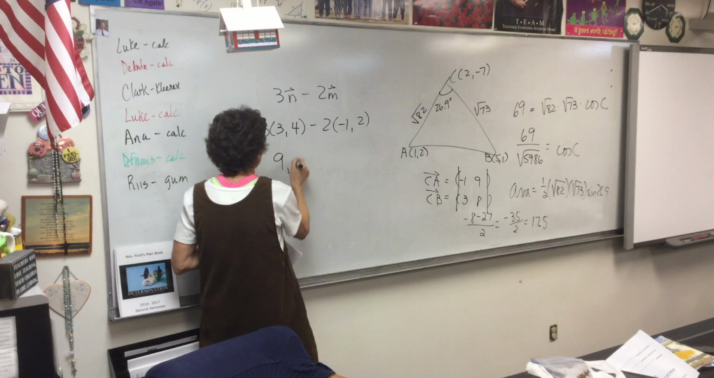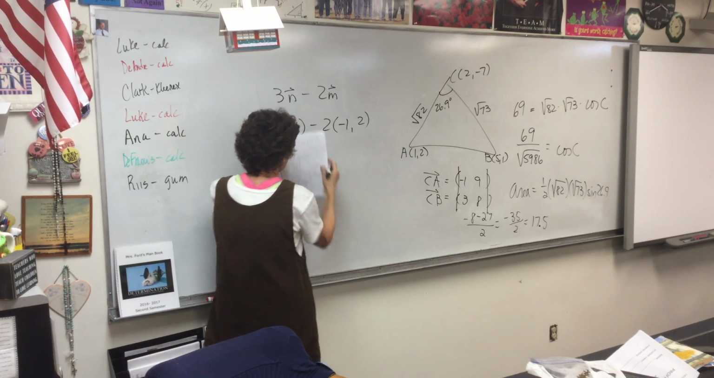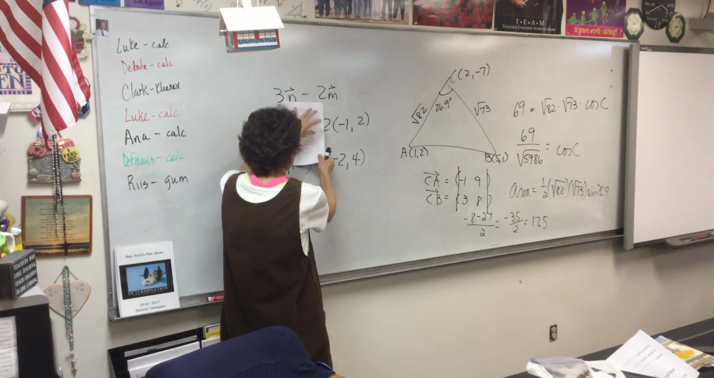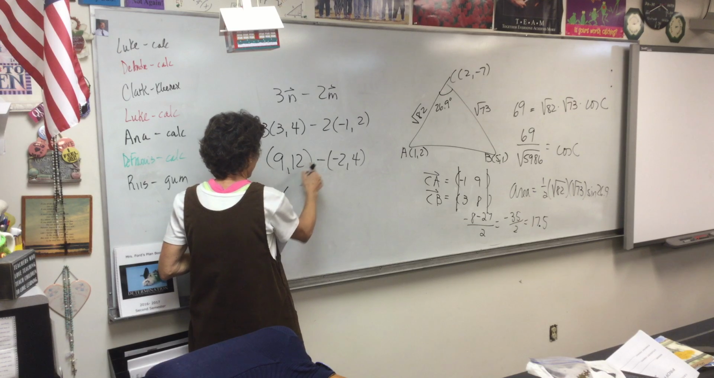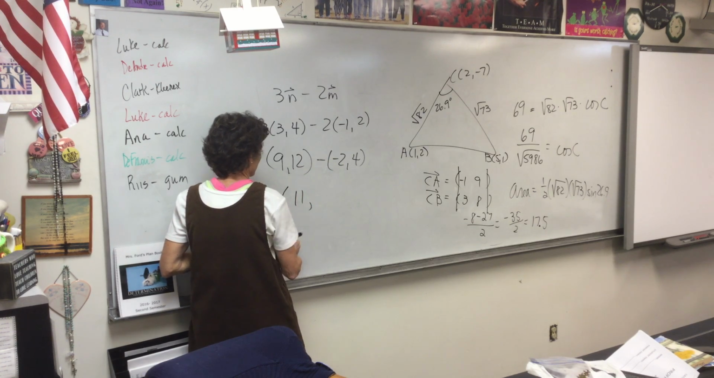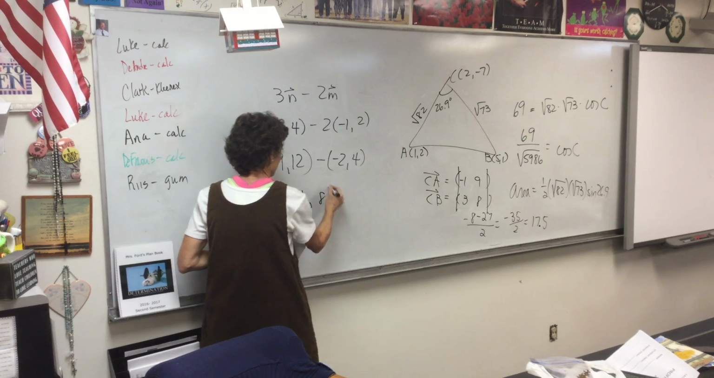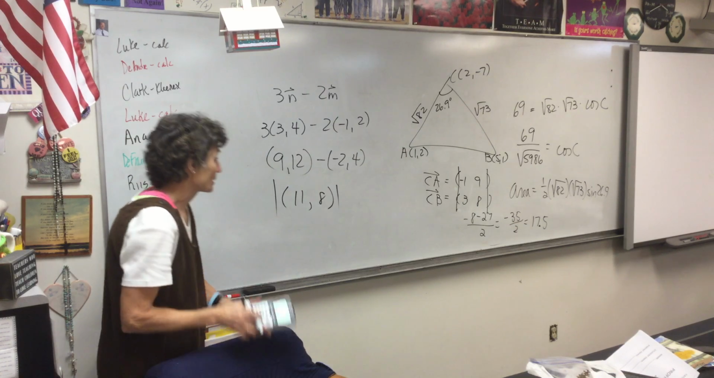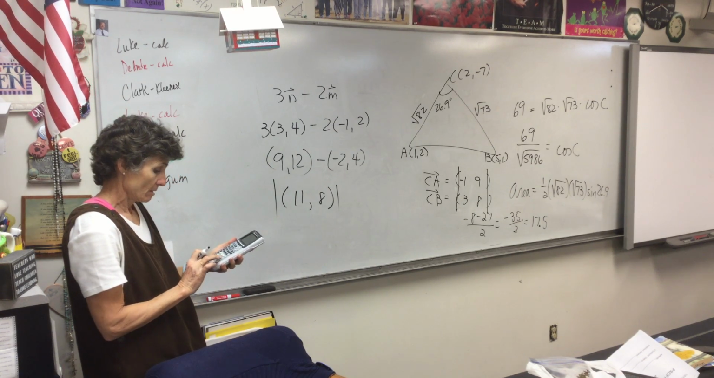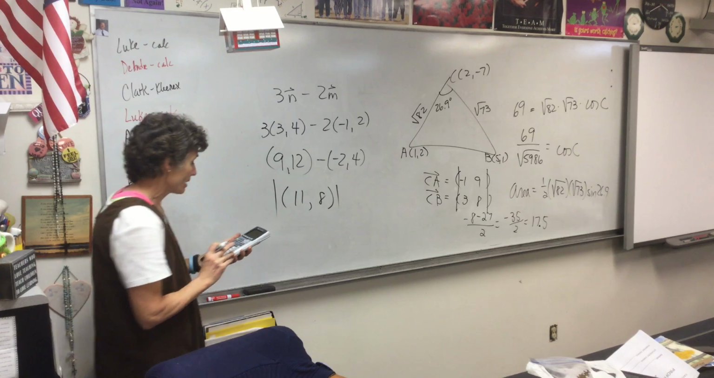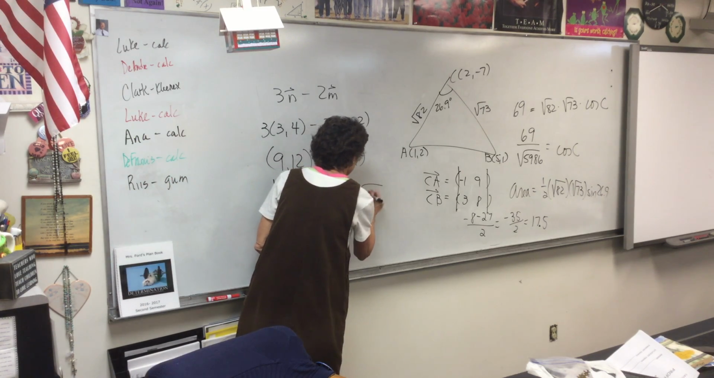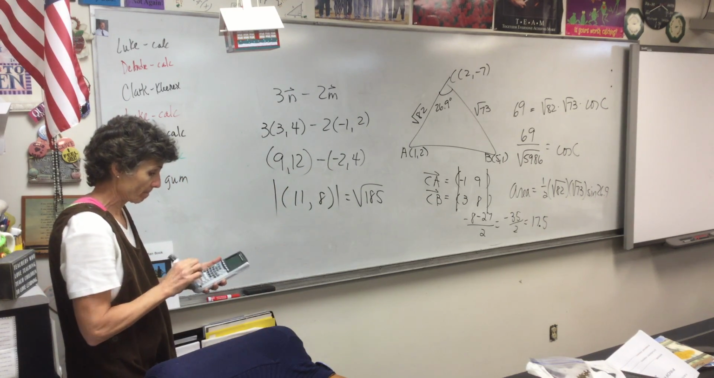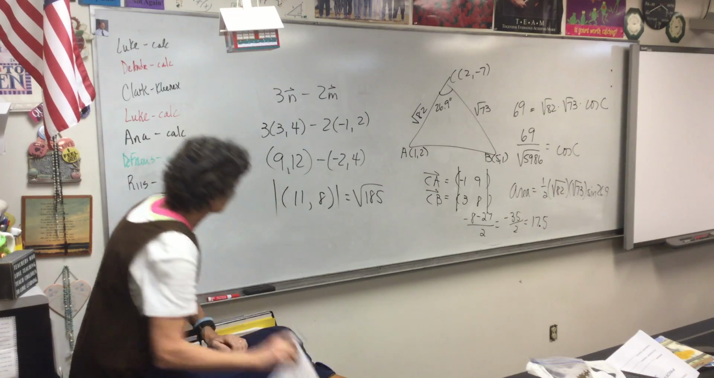So we have 9, 12, minus negative 2, 4. So now I'm going to subtract those. So 9 minus negative 2, and 12 minus 4. Now I want the magnitude of that, which would be 121 plus 64, the square root of 185, which doesn't break down or reduce anything, but that would be the answer.